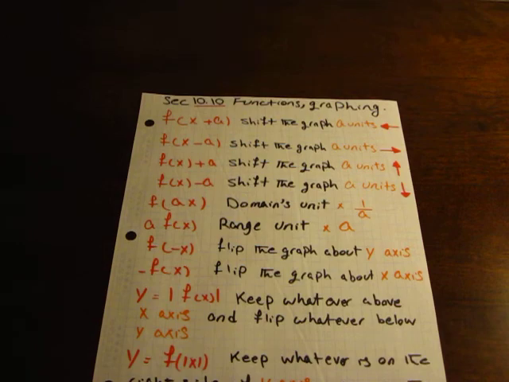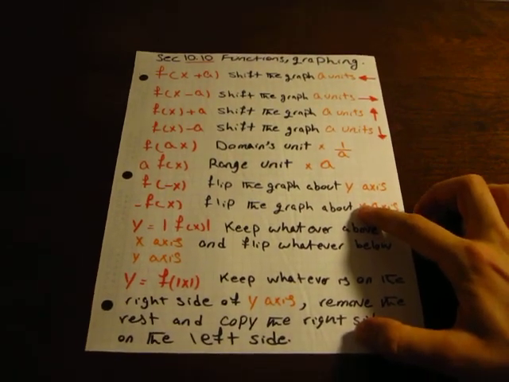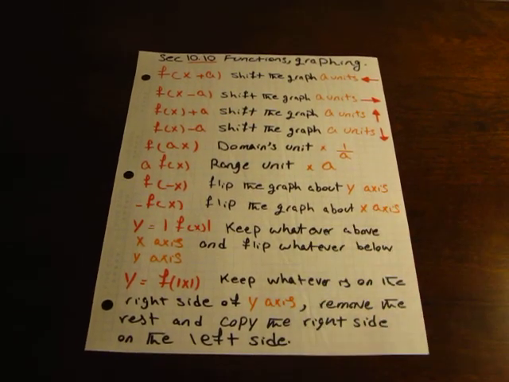The other concept would be the negative sign. If the negative sign is inside the parentheses, we flip the graph about the y-axis. But if the negative is outside of the parentheses, we flip the graph about the x-axis. These last two rules are a little bit complicated.